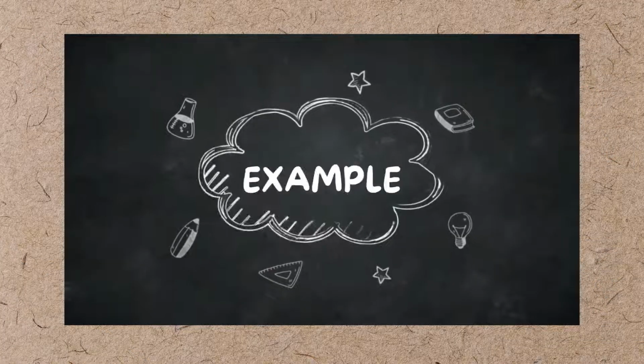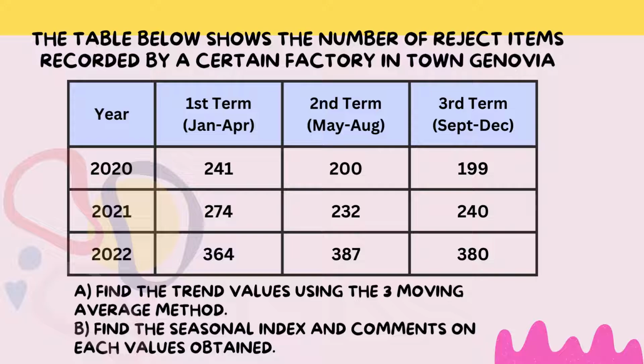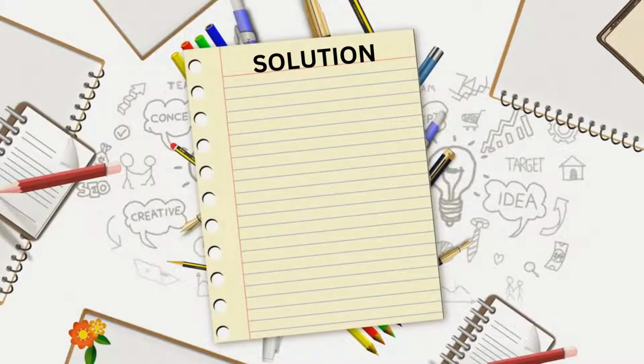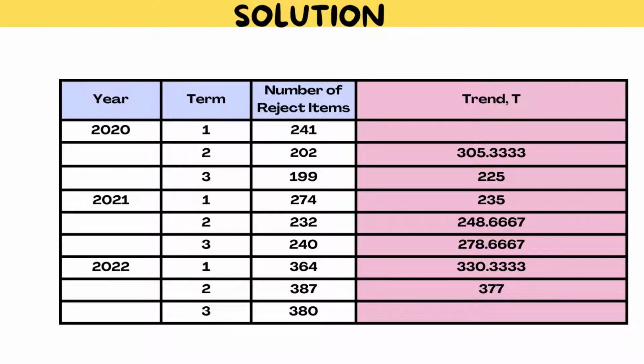Assalamualaikum. Good day, everyone. After we calculate the trend values, normally the questions will ask you to estimate the seasonal values. We will be using the same example as before. For question A, we answered in the previous video. So question B: find the seasonal index and comment on each value obtained. Look at your screen. This is the answer for question A, the values of trend. We will continue to answer question B from here.